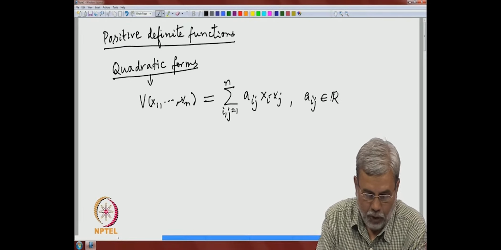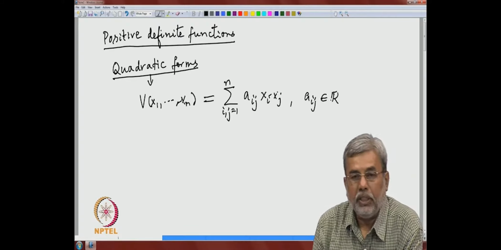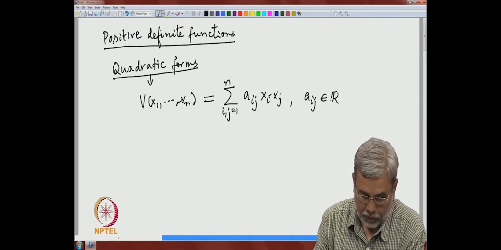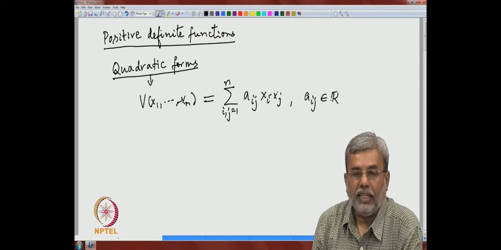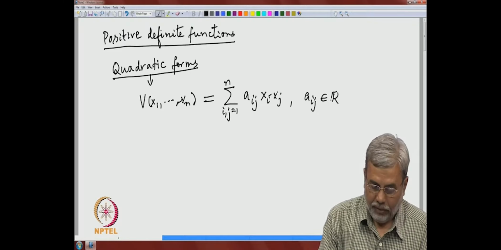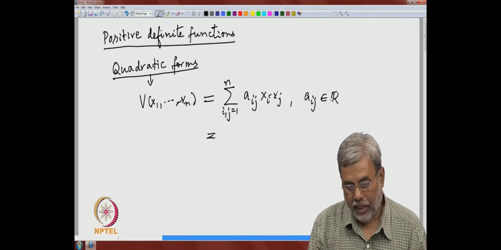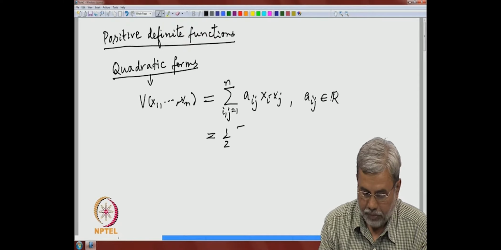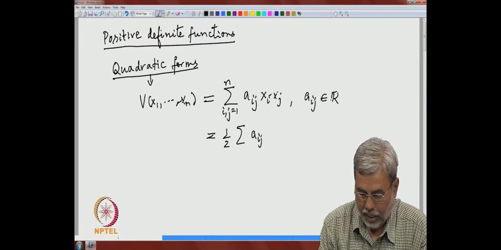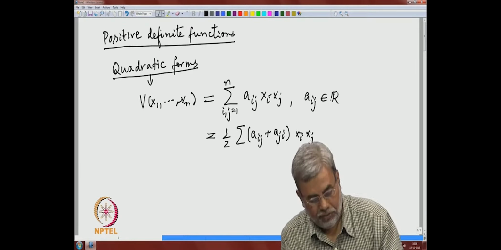Certainly V at 0, all the x_i's being 0, is 0, but this also could be 0 at some other x_i's which you do not want. So, you want this V to be positive definite, and then what are the conditions on a_ij to ensure that. And note that the quadratic form is not changed if I write a_ij or a_ji, and so this also becomes the sum of (a_ij plus a_ji) x_i x_j.